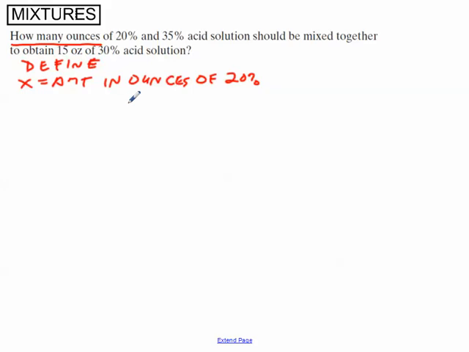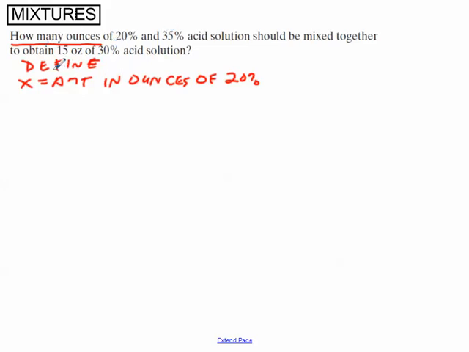All right, the question asks, how many ounces? So we've got to define our variables. In mathy terms, we'd probably say, let x equal such and such. But we can just define our variables. Define x as the amount in ounces of a 20% solution. Because we're again going to think of the big picture. We're going to take some 20%, add some 35%, and obtain a 30% solution.